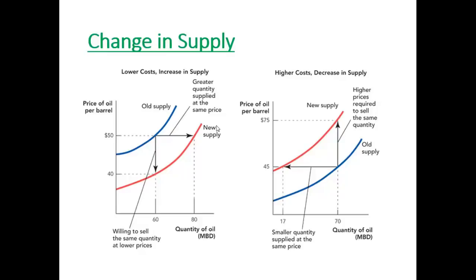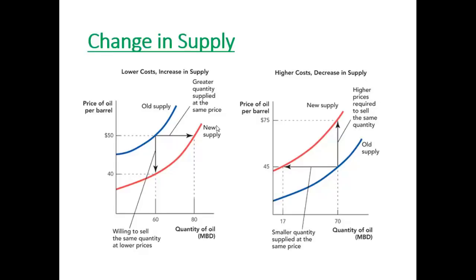Let's start with the horizontal reading. With the horizontal reading, we see that originally at a price of $45, the sellers were willing and able to provide 70 million barrels a day. But now with higher marginal cost, we see that only 17 million barrels of oil will be provided. And that's going to be true. There's going to be less oil provided at each and every price because of the higher marginal cost. So the entire supply curve shifts from the blue line to the red line. There's been a decrease in supply.